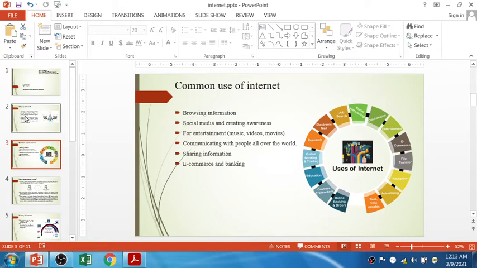So nowadays the common uses of internet are browsing information, social media, creating awareness, entertainment purposes like playing music, videos and movies, communicating with people all over the world, sharing the information, as well as e-commerce and banking sector as well.